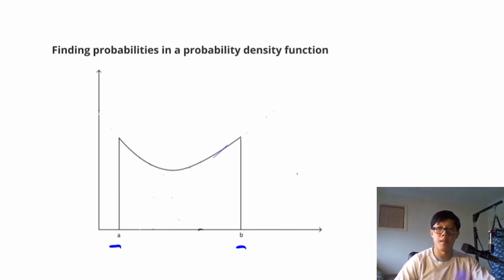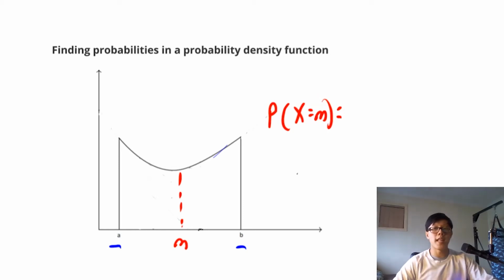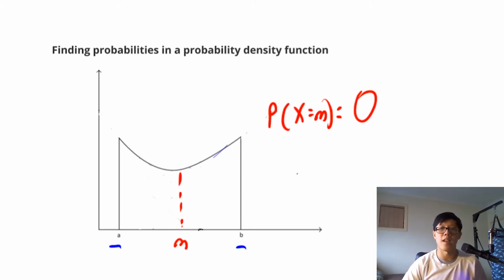So say I wanted to find the probability of a value m. Well, taking that definition, the area underneath the curve of just this line is going to be 0, like there is no area. So the probability of getting a specific value m is going to be 0. And this is the case with any value. If you just want the probability of a specific value, it's always going to be 0.